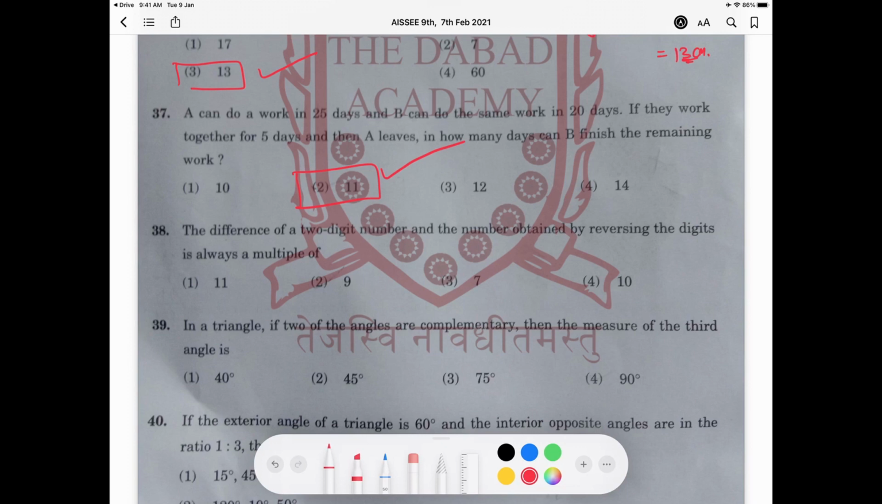In question number 38, the difference between a 2-digit number and the number obtained by reversing the digits is always a multiple of, and the correct answer is second. It's always a multiple of 9.